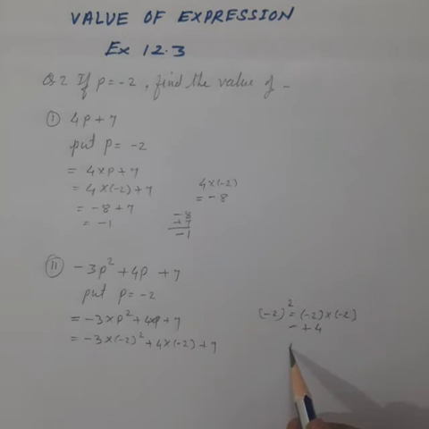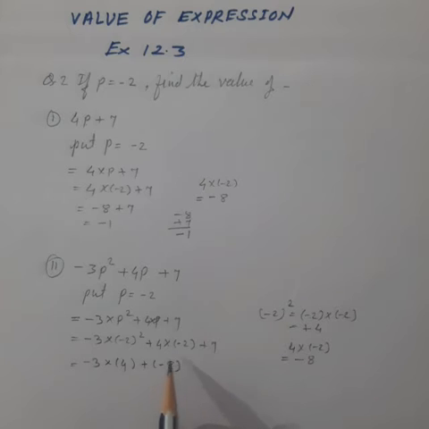And this 4 into minus 2. Here only one number is negative. So the product is negative. 4 2s are 8. Here we get minus 3. The square of minus 2 is plus 4. So minus 3 into 4. And here we get minus 8. Plus, in bracket, minus 8. The value of this is minus 8 plus 7.